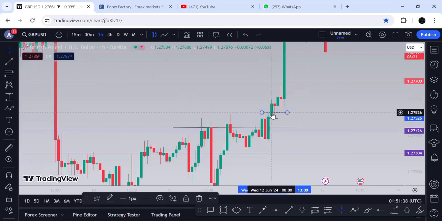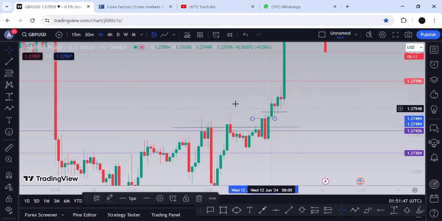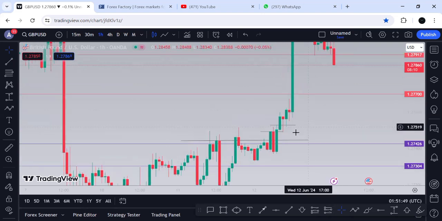The moment this candle broke this resistance, I took a buy at the tip of this candle. As I said, the daily is an uptrend, H4 is an uptrend. So around 8 o'clock, within the London session, I took a buy.